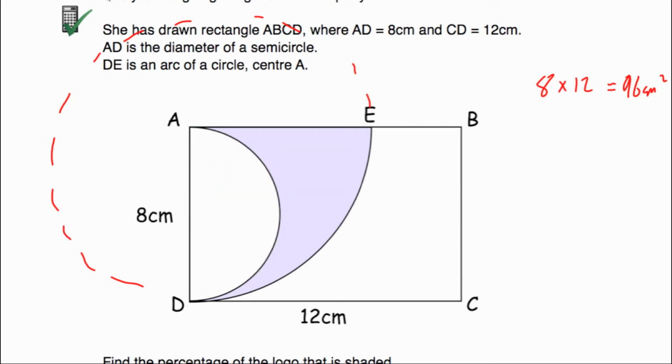So let's do that and see what we get. So we've got this whole circle. It's got a radius of 8 centimeters. Don't look at the diagram, it's a bit misleading, but if I had done a really good circle, 8 centimeters would be the radius of it. So we're going to do pi times 8 squared.